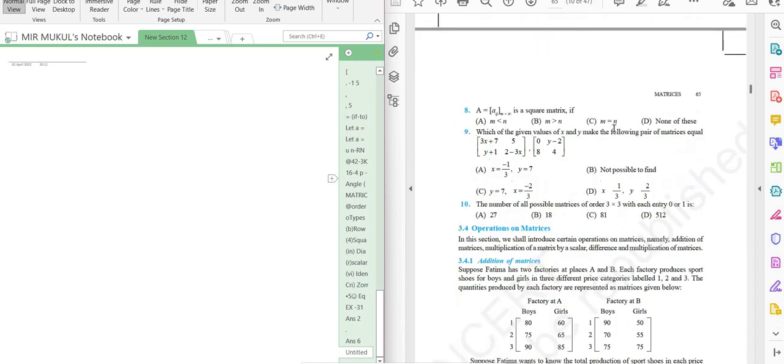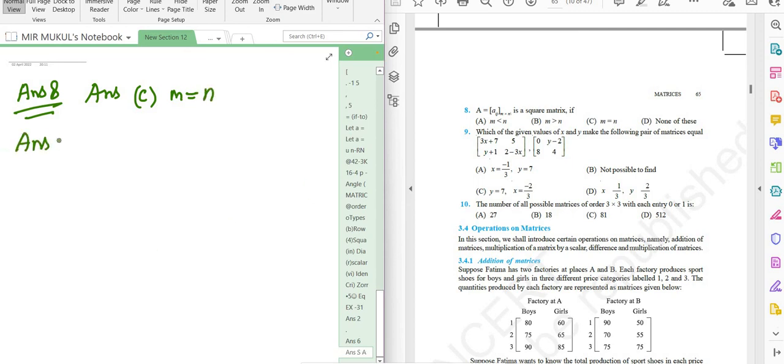Now, question number 8 I am doing. Answer 8: A equals Aij is a square matrix if what? M is equal to N. See, M equals N. This is the condition for a square matrix.